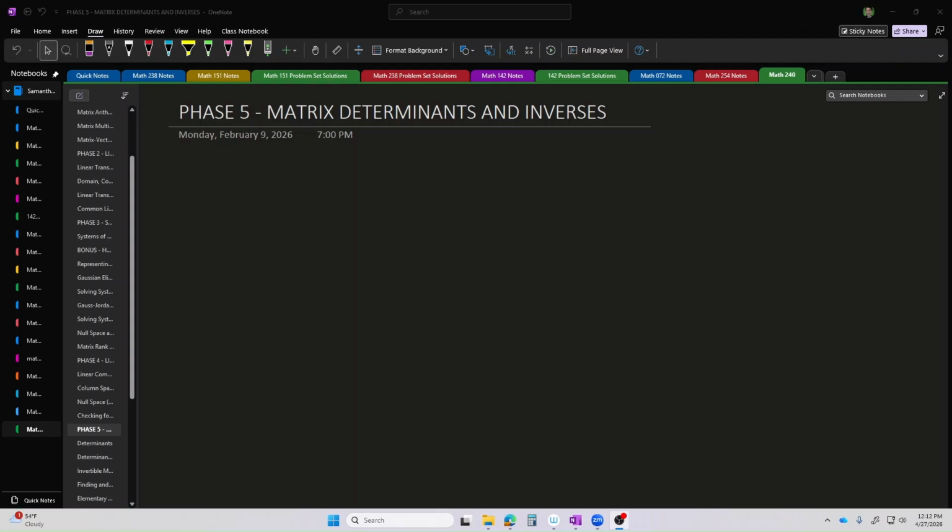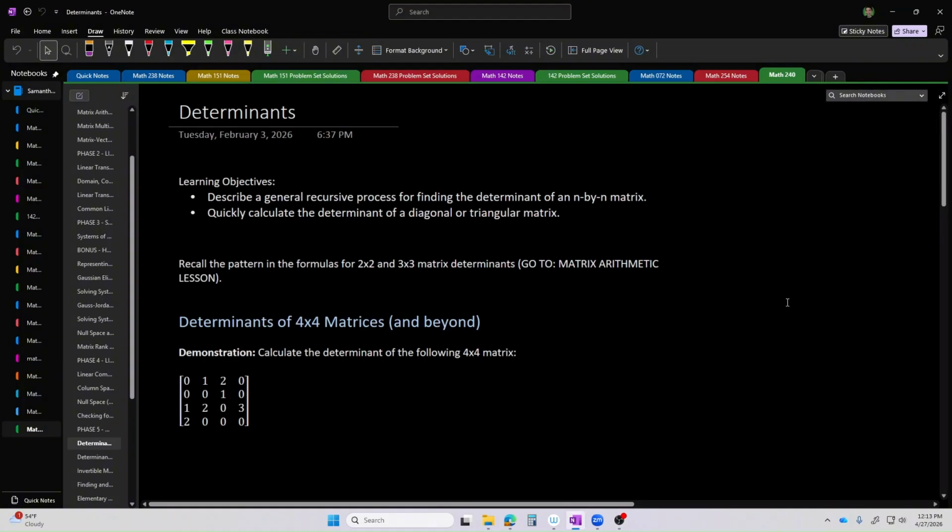So we will now begin the fifth major phase of this course, talking about matrix determinants and the different things that they can be used to do in a linear algebra context. The next several lessons will be focused on square matrices as opposed to rectangular matrices and their determinants. In this first lesson, I would like in particular to focus on how to calculate determinants of rather large matrices, matrices that might be 4 by 4, 5 by 5, etc.